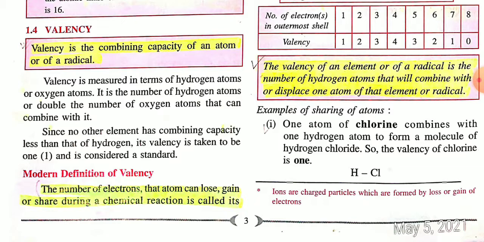So, what is valency? You have already studied in lower classes that valency is the combining capacity of an atom or of a radical. But the modern definition of valency is the number of electrons that an atom can lose, gain, or share during a chemical reaction. It's called its valency. According to the modern definition, valency is equal to the number of electrons that an atom can lose, gain, or share during a chemical reaction.